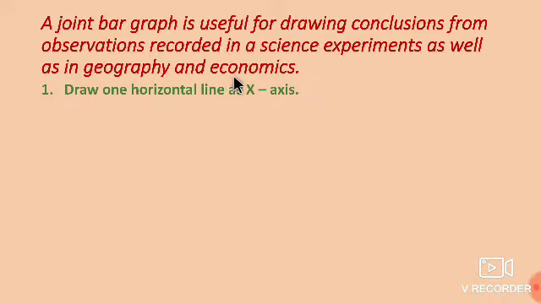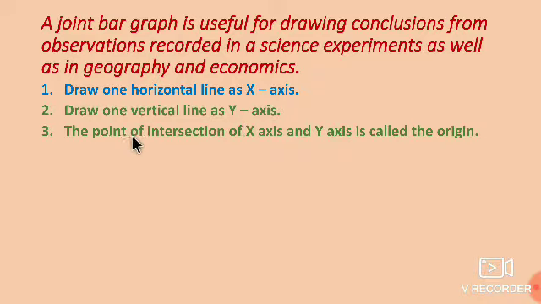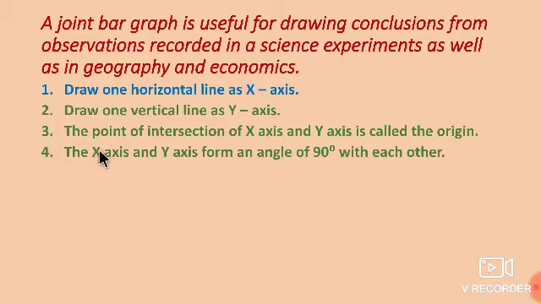Now, how to draw the bar graph? Draw one horizontal line as the x-axis first. Then draw one vertical line as the y-axis. Name the horizontal line as the x-axis and the vertical line as the y-axis. Then the point of intersection of the x-axis and y-axis is called the origin, and name it as point O. The x-axis and the y-axis always form an angle of 90 degrees with each other.